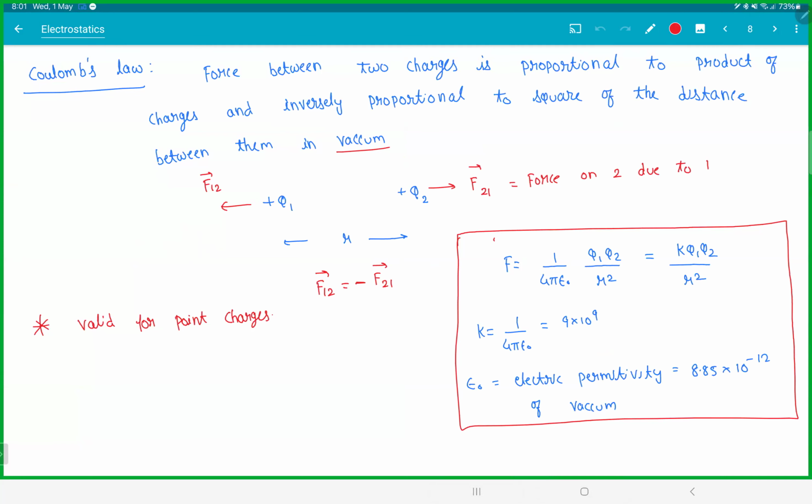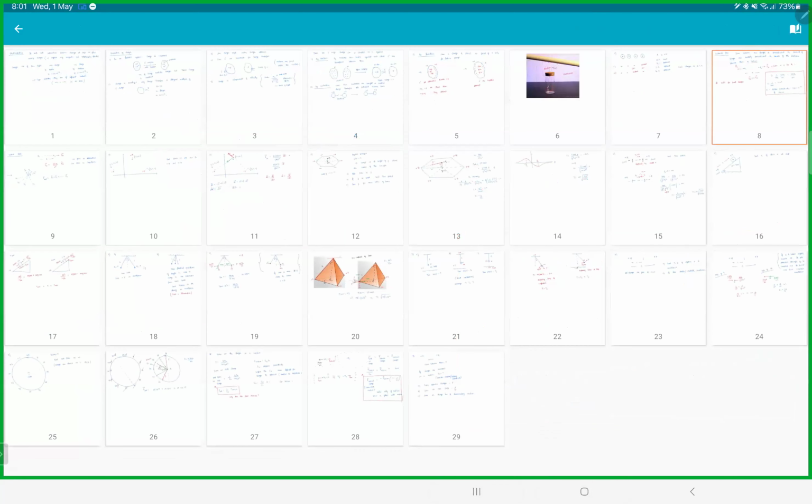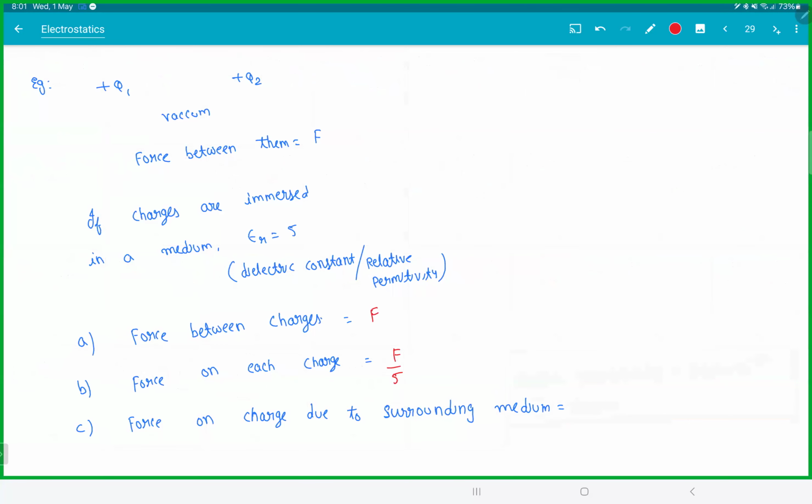So this formula which we are writing now, F is K Q1 Q2 by R square, is actually a formula for net force on each charge. It's not force between charges. Then what's the force on the charge due to the surrounding medium? 4F by 5. Yeah. Is this clear, everyone? I hope you're getting the classification. Force between charges, force on each charge, force on the charge due to the surrounding medium. All are three different questions.